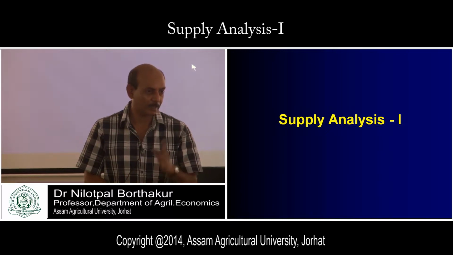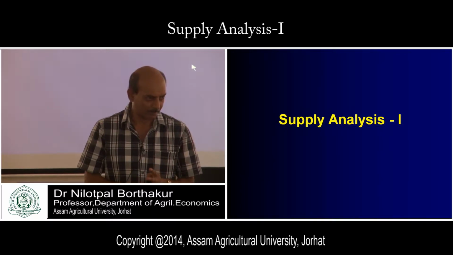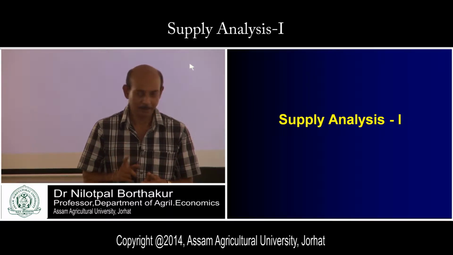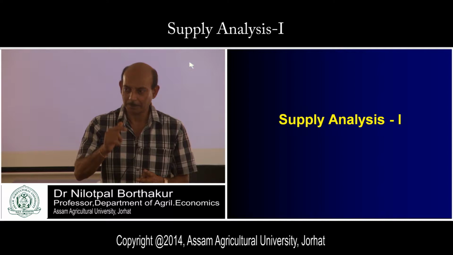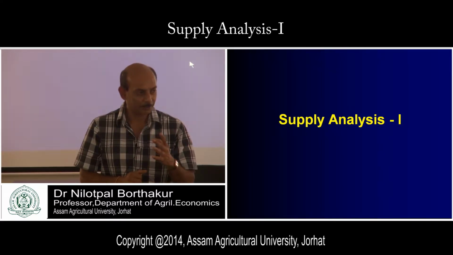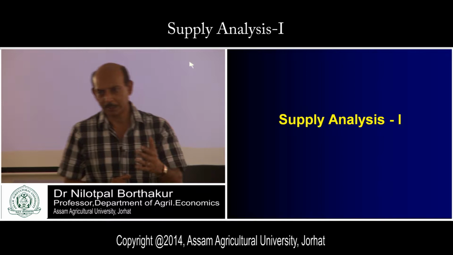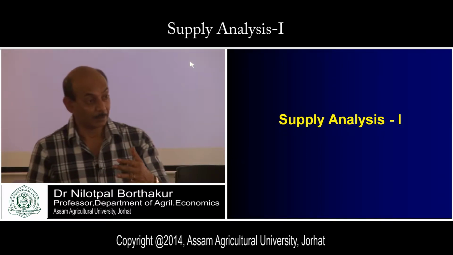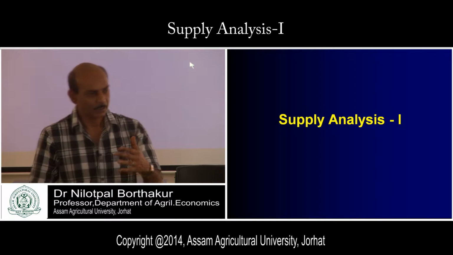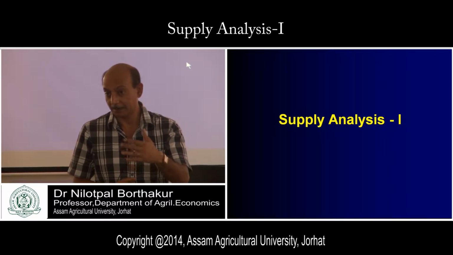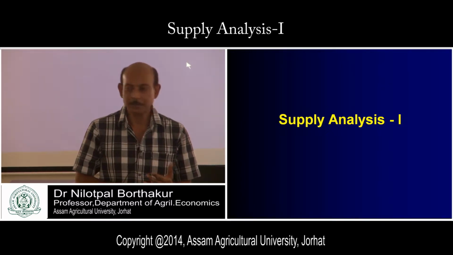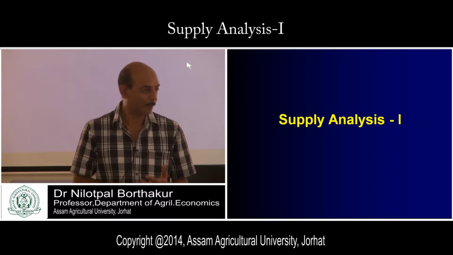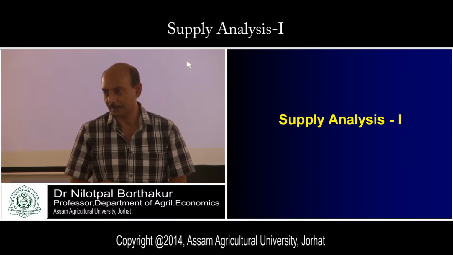Then apart from this, there are 2 other elasticities, cross elasticity and income elasticity. Income elasticity is the percentage change in demand brought about by percentage change in income. Cross elasticity is the percentage change in demand of one particular commodity divided by percentage change in the price of another commodity. It is another commodity, it may be either substitutes or complements. This is what we studied in the demand.